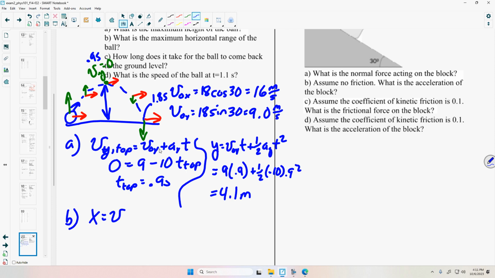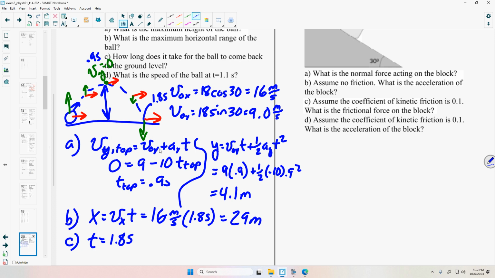X is equal to Vx times t. I already have Vx up there, that's 16 meters per second. And my t, I need to know to use the 1.8 seconds. So that's 16 times 1.8. That's 29 meters. For part C, I've already answered that question, right? It's 1.8 seconds. I'm just going to write that. But I showed my work up top.